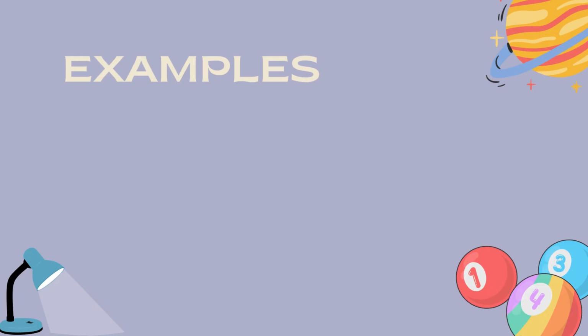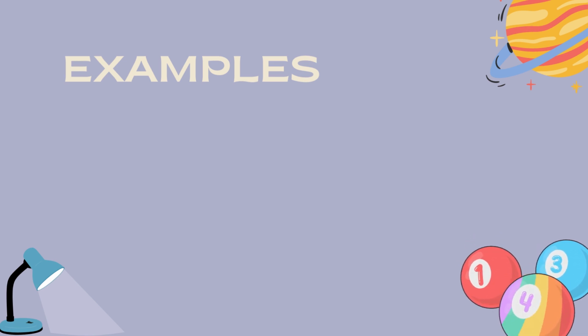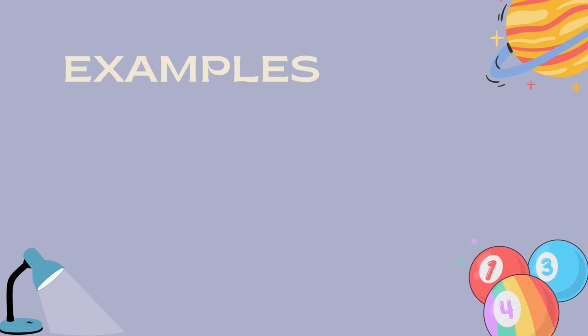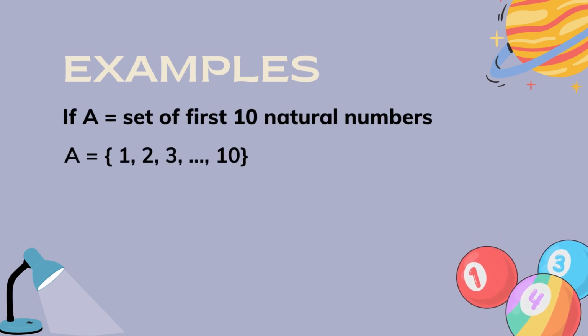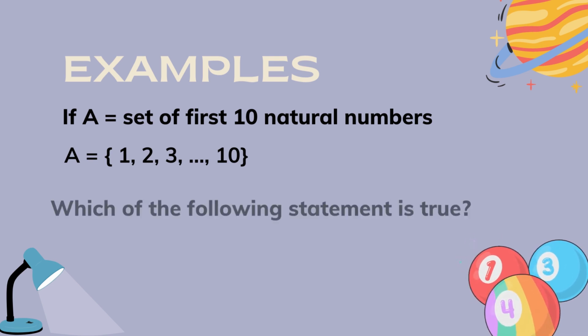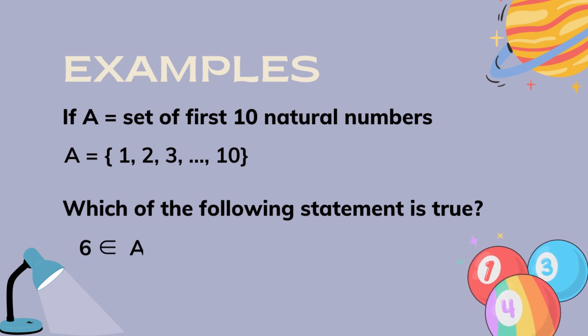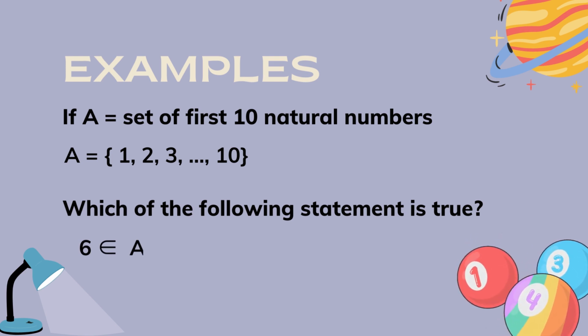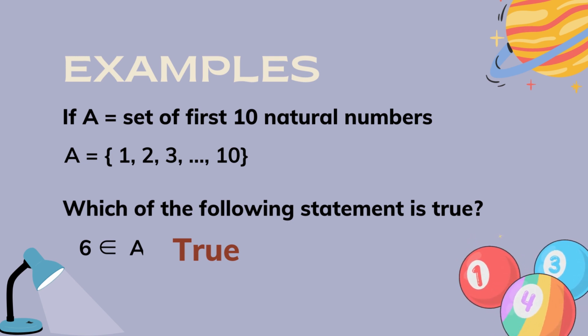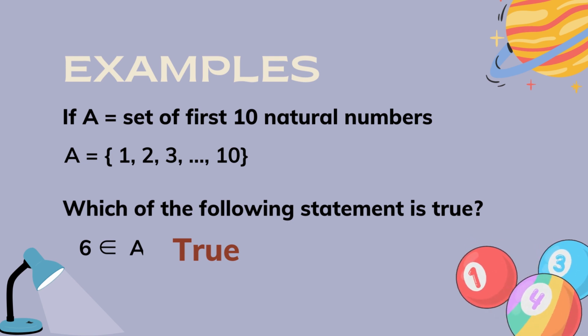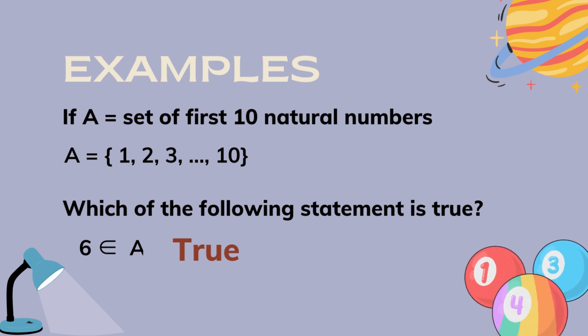Let's have a look at the example. These are questions based on true and false. If set A is a set of the first 10 natural numbers, we listed down the elements from 1 to 10. Now the question is, which of the following statements is true? They're asking you if 6 is an element of set A. Yes, the answer would be true, because within the set, the elements from 1 to 10 definitely have the element 6 present within the set. So it is true.